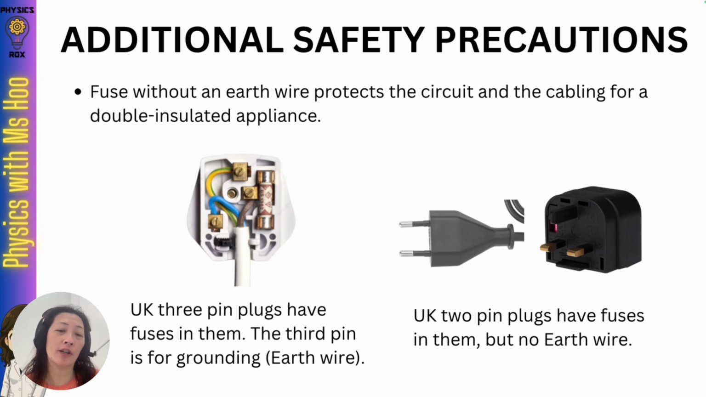So once again, we're just going to look at the UK plugs. We already know that UK 3-pin plugs have fuses in them. And the third pin on the top is for grounding, which is where we connect the earth wire. Now you might sometimes see 2-pin plugs, and for the British standard of UK 2-pin plugs, they still have fuses in them even without an earth wire. So you'll find that 2-pin plugs are normally used for double insulated appliances only, because without an earth wire, it is still relatively safe to use because of the double insulation.